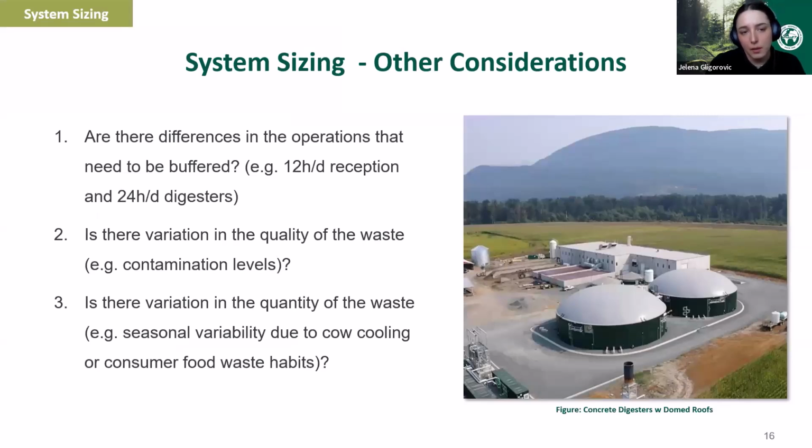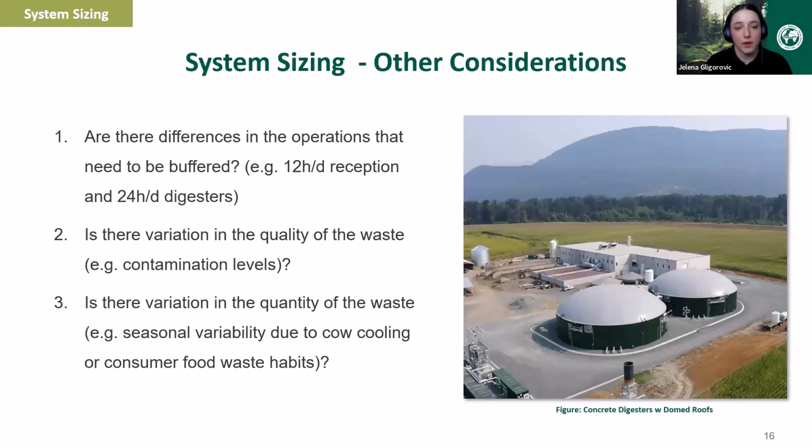I touched on it a little bit, but there are some other considerations for a mass balance or process design that should be considered for every project. So these are typically project specific. Some questions to ask yourself: are there differences in operations that need to be buffered? For example, if you have a 12-hour per day reception and digesters that are operating 24 hours a day, does there need to be a buffering step in between that?